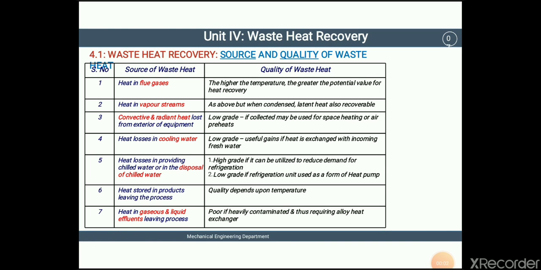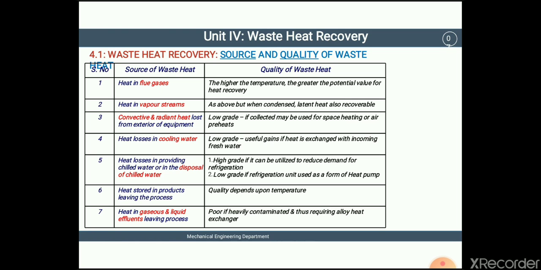Here various sources of waste heat are given. First one is heat in flue gases, and also the quality of that heat content is mentioned. Higher the temperature, greater the potential value for heat recovery, it's about flue gases. Then vapor streams, convective and radiant heat loss from exterior equipment, heat losses in cooling water, heat losses in providing chilled water or in disposal of chilled water, heat stored in products leaving the process, heat in gases and liquid effluents leaving the process.